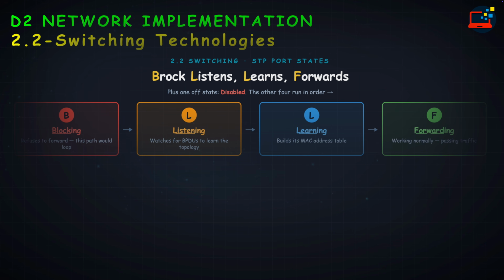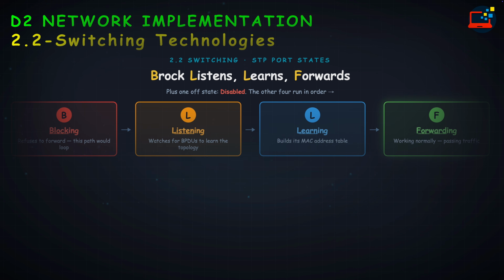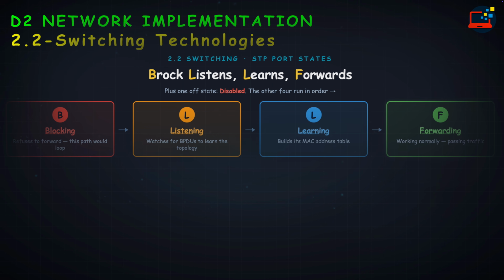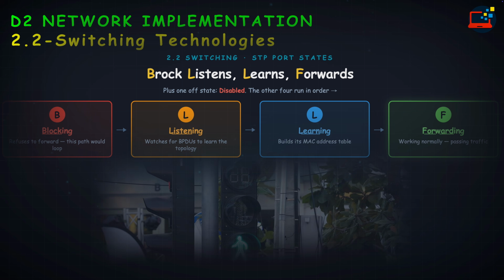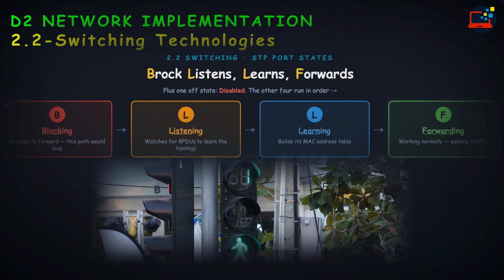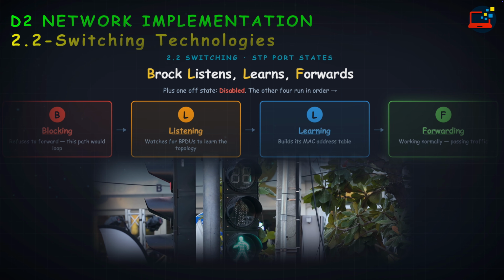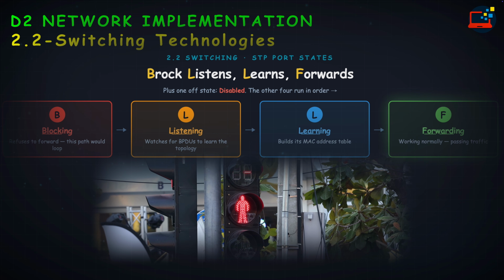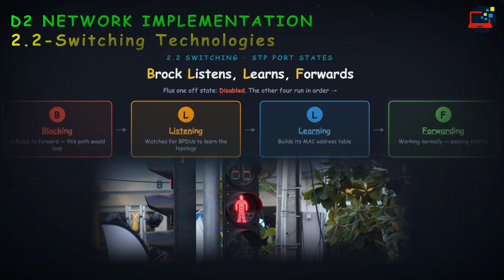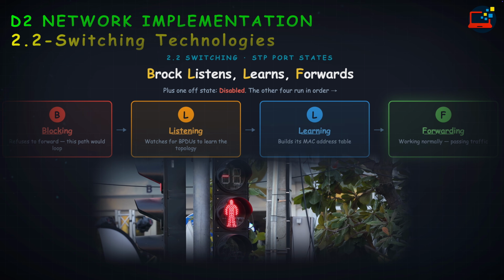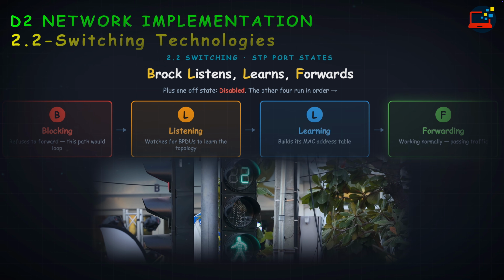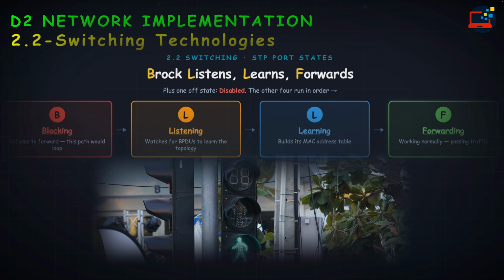STP has 5 port states. Disabled is the off state. The other 4 happen in order: blocking, listening, learning, forwarding. The memory hook is Brock listens, learns, forwards. Blocking is the port refusing to forward traffic because STP decided this path would cause a loop. Listening is the port watching for BPDUs, bridge protocol data units, to figure out the network's topology. Learning is the port building its MAC address table.